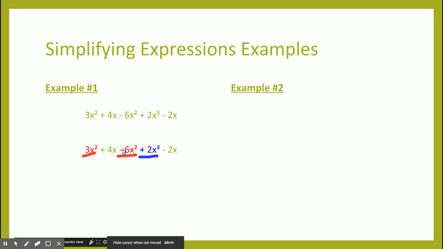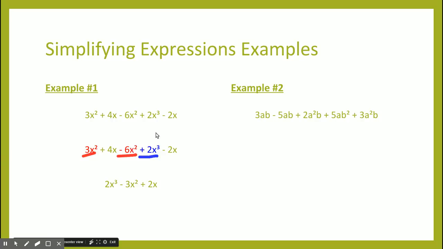And here we just follow those rules for adding integers. So 3x squared plus a negative 6x squared is going to give us a negative 3x squared, and 4x minus 2x is 2x. As you can see, this 2x cubed was just brought down. It had nothing to be combined with. 3x squared minus 6x squared is a negative 3x squared, and 4x minus 2x is just 2x.